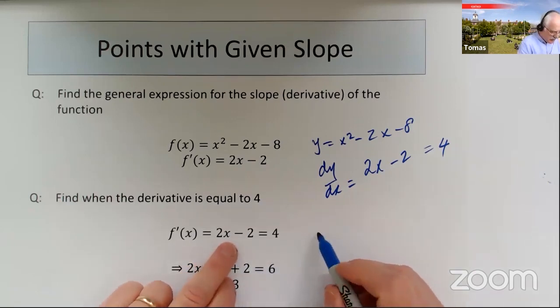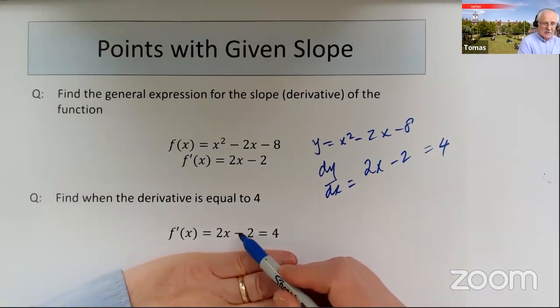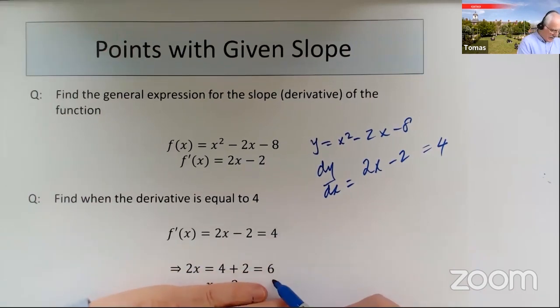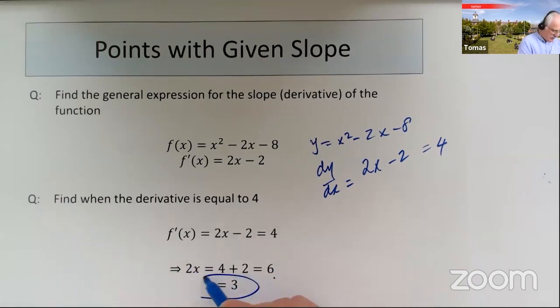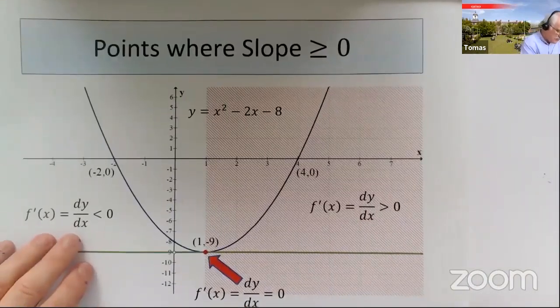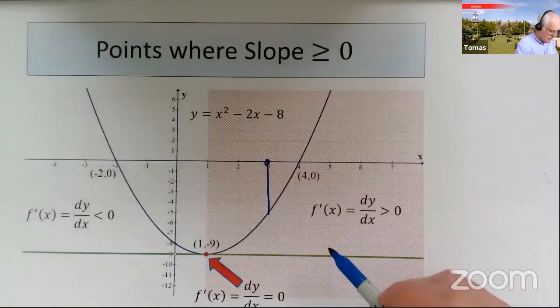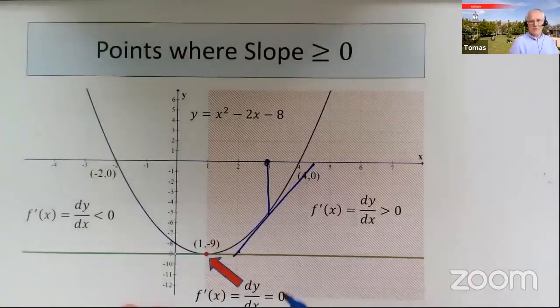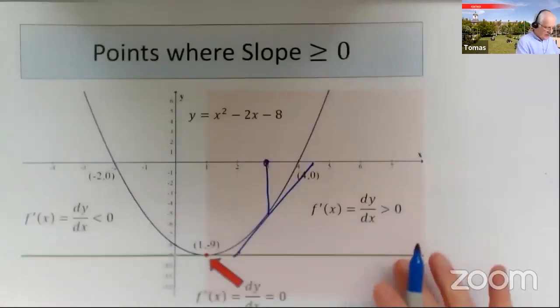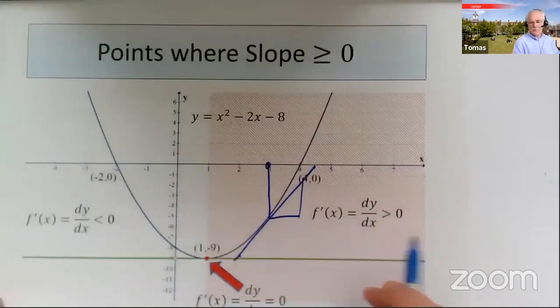Well, 2x minus 2 is 4. Don't like minus, I put it on the other side. When 2x is 6, don't like 2x, want to get rid of it, x is equal to 3. So when x is equal to 3, out here, at this point here, and I go down here, the slope is equal to 4. For every step out, I'm going 4 up.